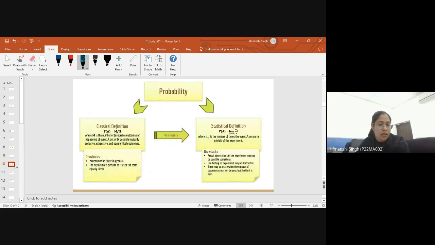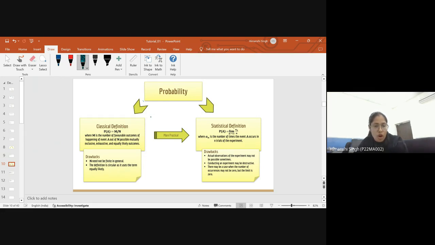Now, coming towards probability. What is probability? Initially, probability was defined as the ratio of the number of favorable outcomes to the total number of possible mutually exclusive, exhaustive, and equally likely outcomes. So basically, this was the assumption taken to define this classical definition of probability, which is a ratio of the number of favorable outcomes and the number of possible outcomes.